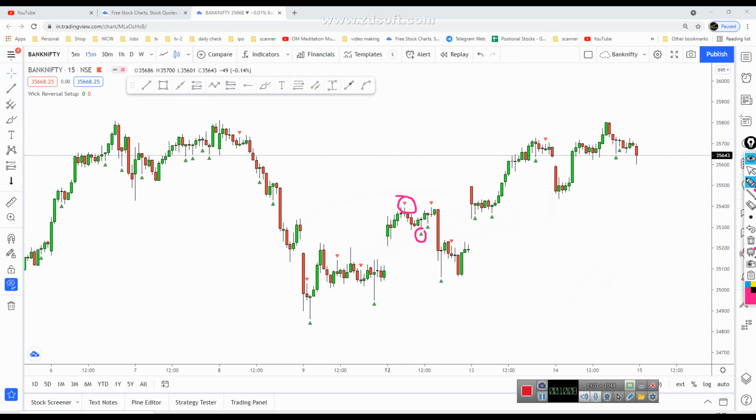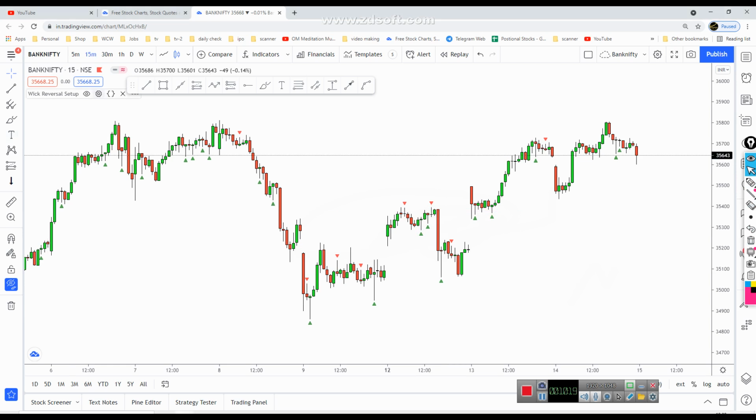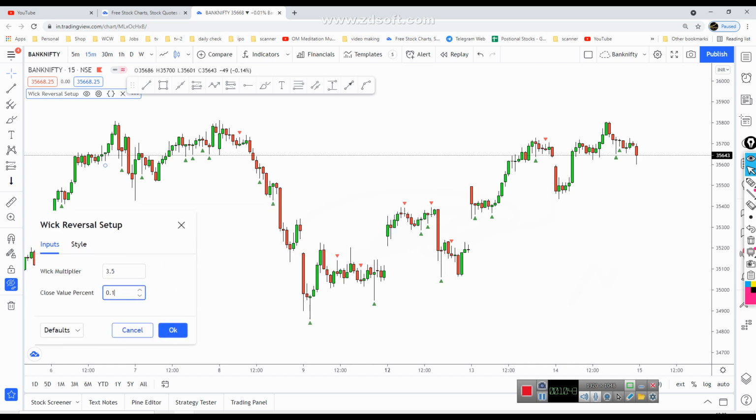You need to go into settings. If you see from here to here, you have a lot of signals on a 15-minute time frame. You can change your settings here. The wick multiplier you can keep as 3.5, that is 3.5x, so the length of the wick will be 3.5x the body. Then the close percentage I will keep as 10%. Actually he referred to 5%, but it will be very difficult to get such wick reversals. But if you keep 3.5 and 0.1, just observe that the number of trading signals will get reduced.